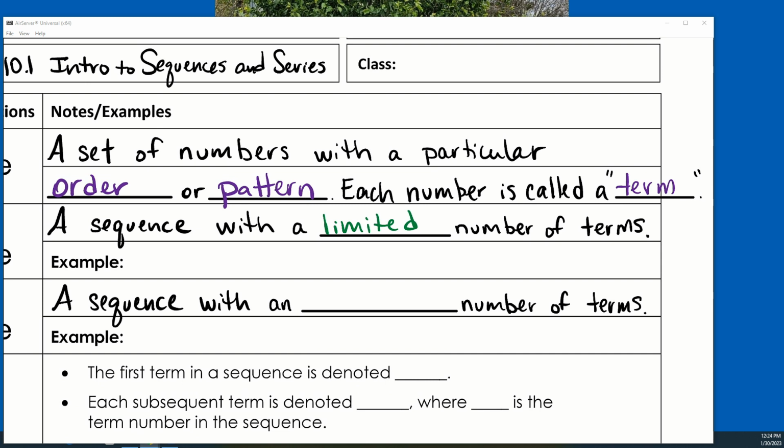An example of a finite sequence would just be, we'll do a little brace, and then 2, 4, 6, 8. That's a sequence. That's finite because it's limited.